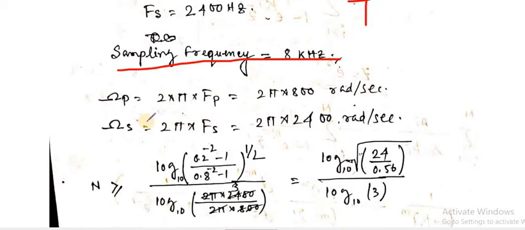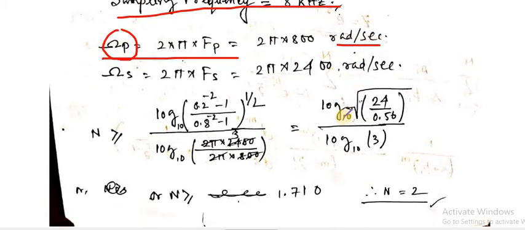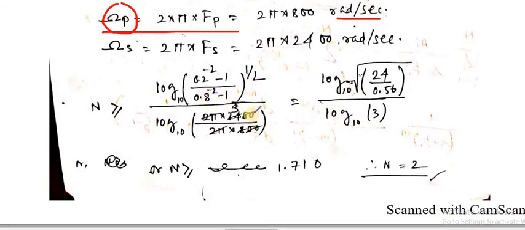So by this formula you just calculate the analog values in radian per second. So from Hertz convert to radian per second, then put all the values in the simple formula. And if we do that, n is coming 2.